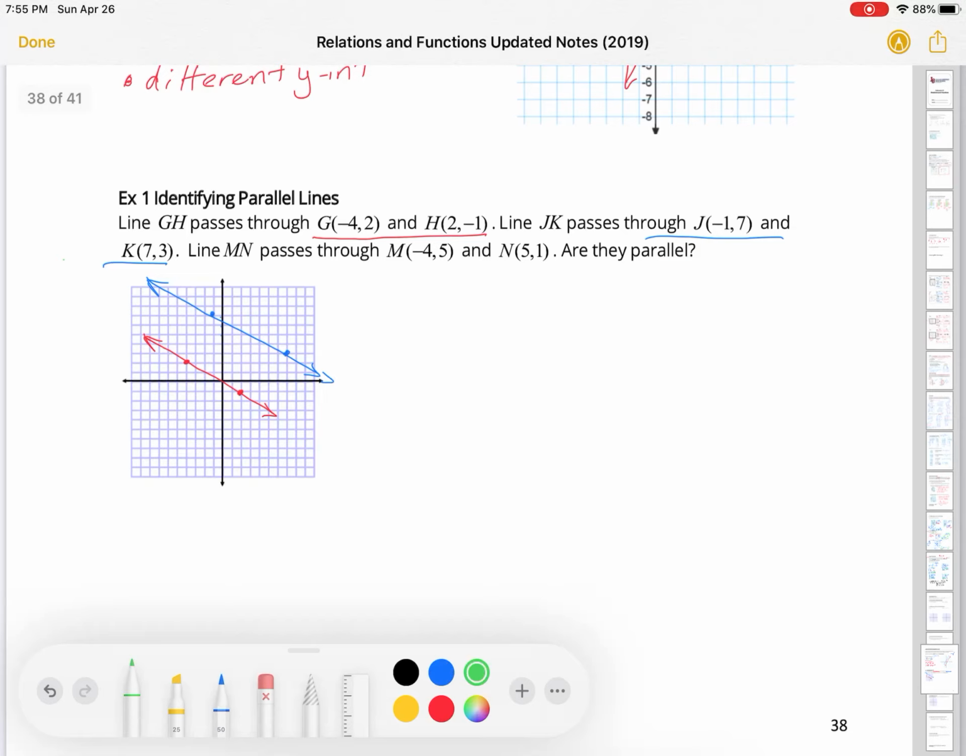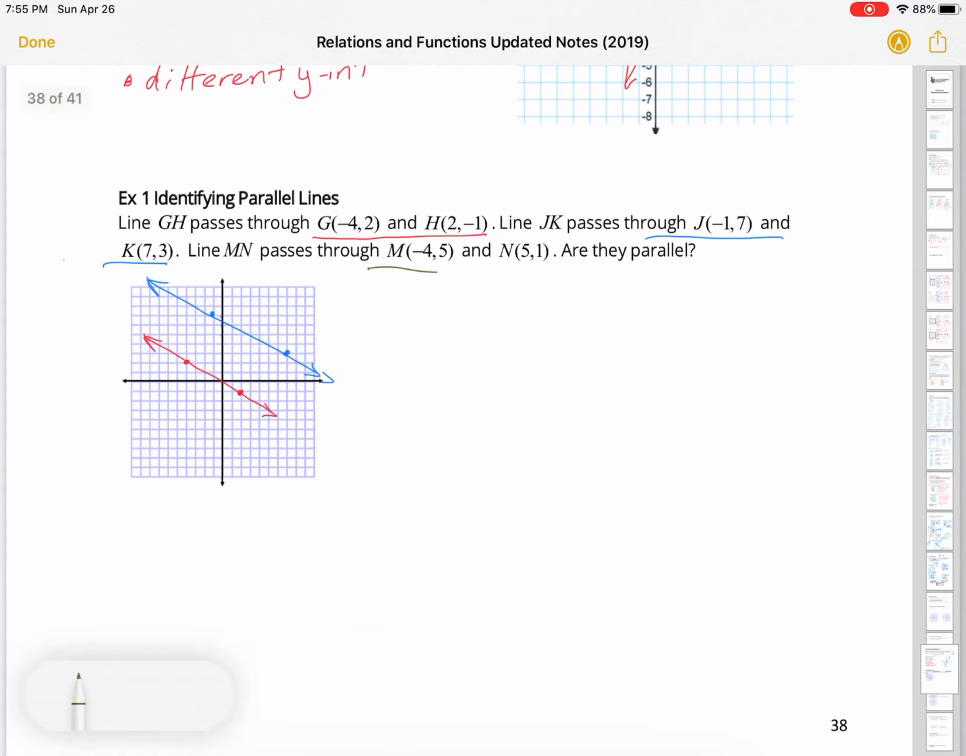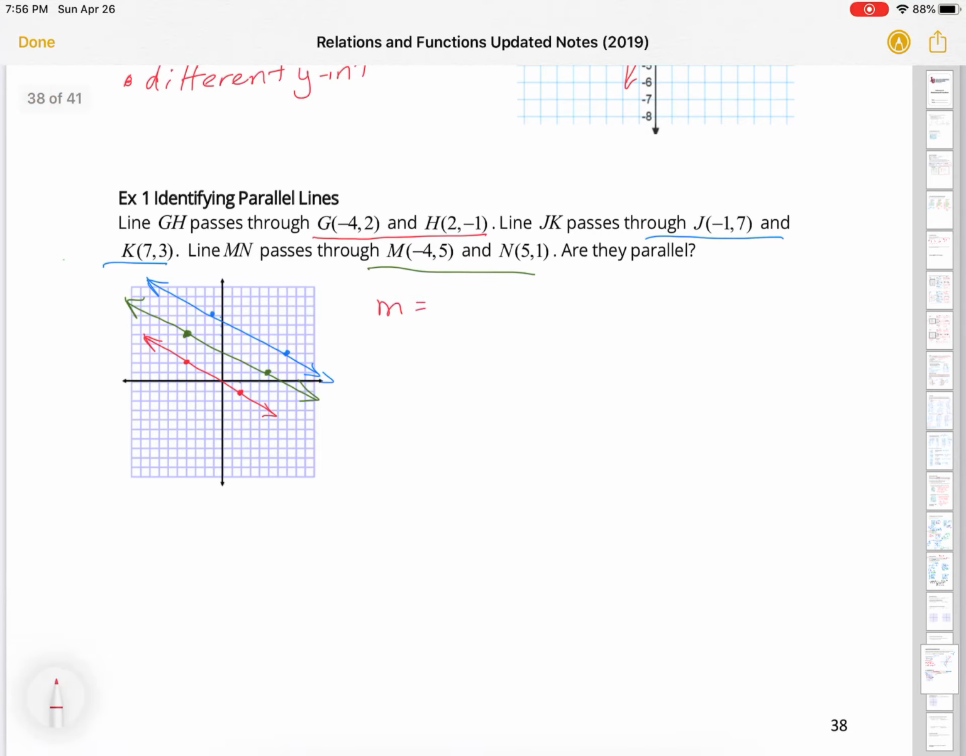Okay. And then we've got line MN. And I'm going to do it in green, but I'm going to do it in a darker green, so hopefully it shows up better. Okay. M is -4, 5. So right there. And N is 5, 1. So we have 3 lines. They may or may not be parallel. So what we have to do is find the slopes of all those lines.